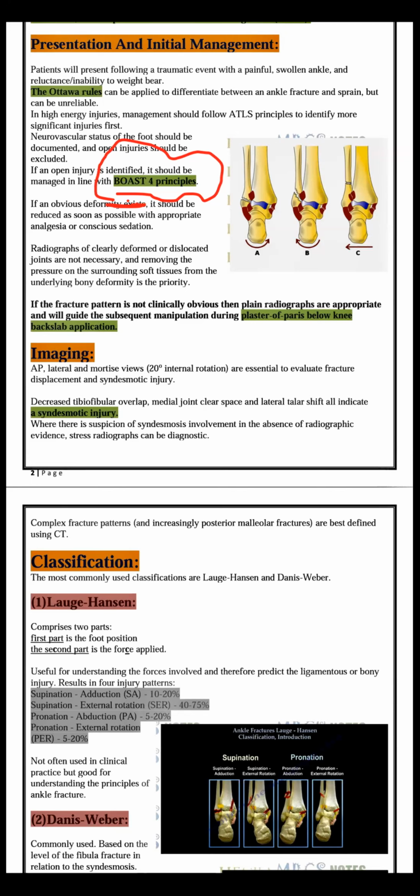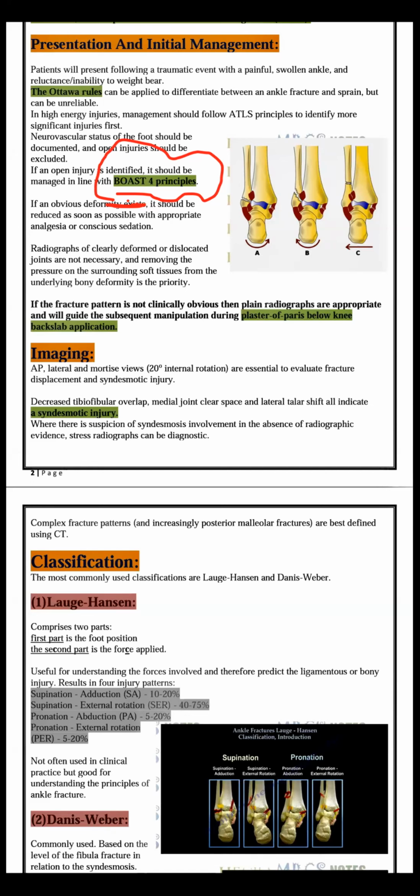Here, we have 2 important classifications for ankle fracture. First one is the Lauge-Hansen classification. Lauge-Hansen classification has 2 parts. First part is the foot position. Second part is the force applied to it. So the position of the foot and the force applied to it. This is collected into a single word, SAS-PAP. What is this SAS and PAP?